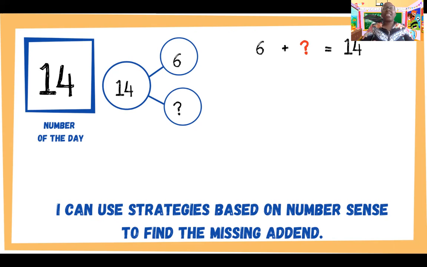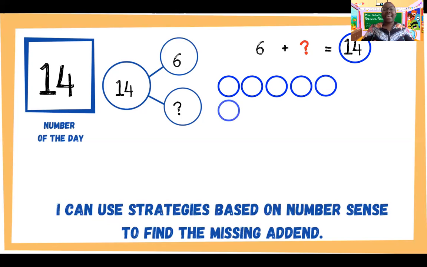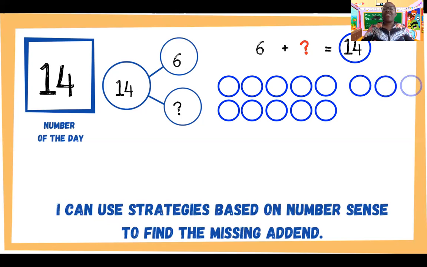Great job. So now let's model our problem. Does anyone remember what we do first? Did you say start with the 14? You're absolutely correct. Let's draw 14 circles. Count with me. 1, 2, 3, 4, 5, 6, 7, 8, 9, 10, 11, 12, 13, 14. Great job. What are we going to do next?